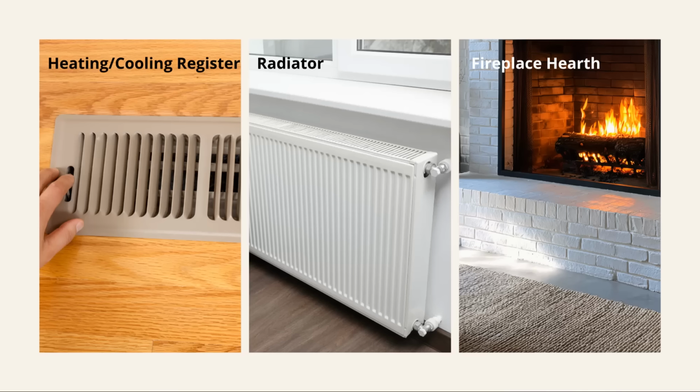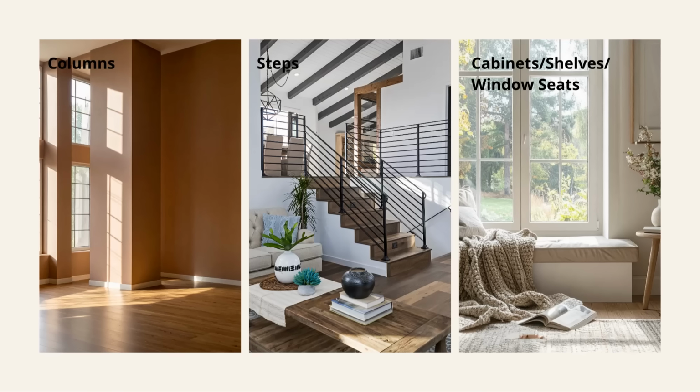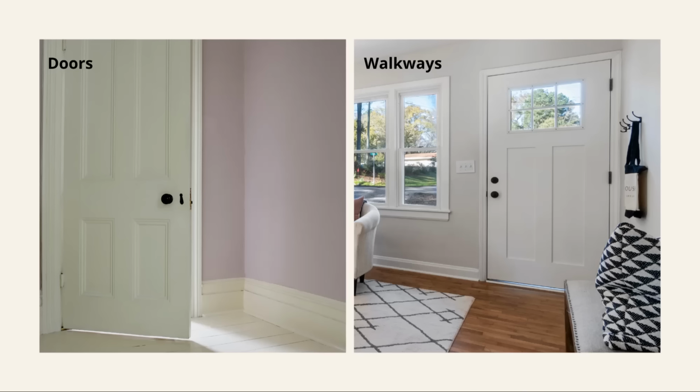There are some common built-in features in our room where we won't want to place an area rug, and they include heating and cooling registers, a radiator, and even a fireplace hearth. There may be less common features such as columns, steps, or maybe even built-in cabinets or a window seat that sticks out a little into the room. You may even have a door that swings open into the room, or you may want to set aside space for a walkway.